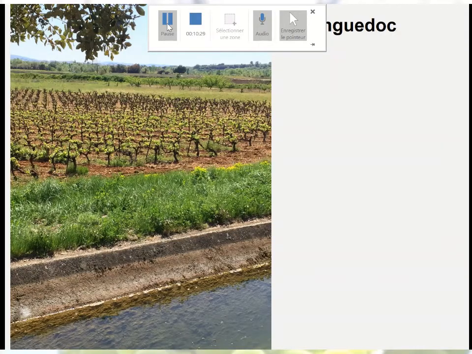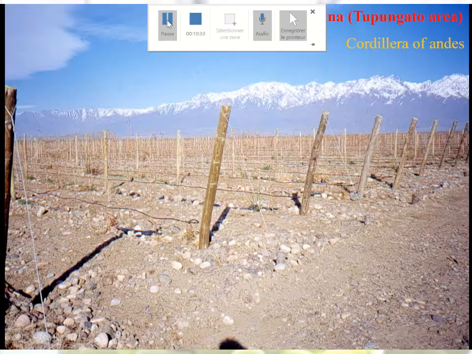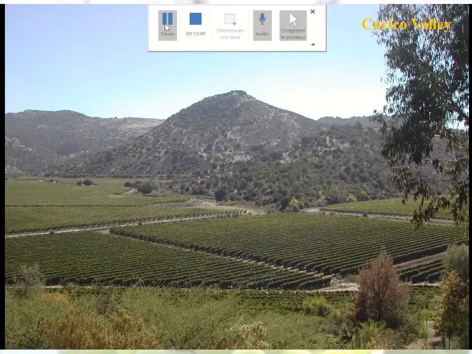VSP in Languedoc, VSP in Portugal, VSP in the Tupungato area in Argentina, 2000 meters high above the sea, fully irrigated. They are fetching the water 200 meters below the soil. VSP in Curico Valley in Chile.